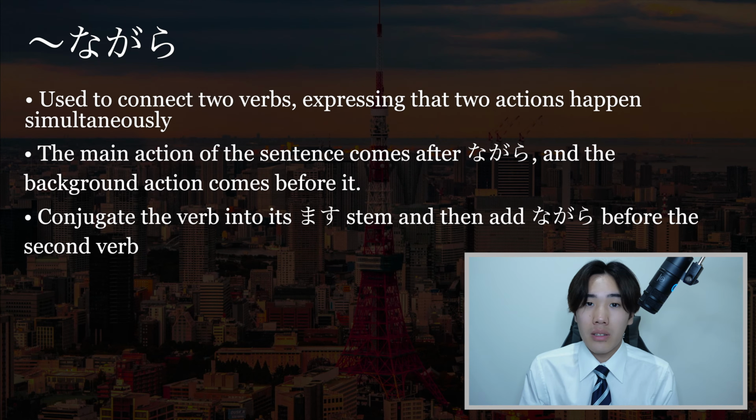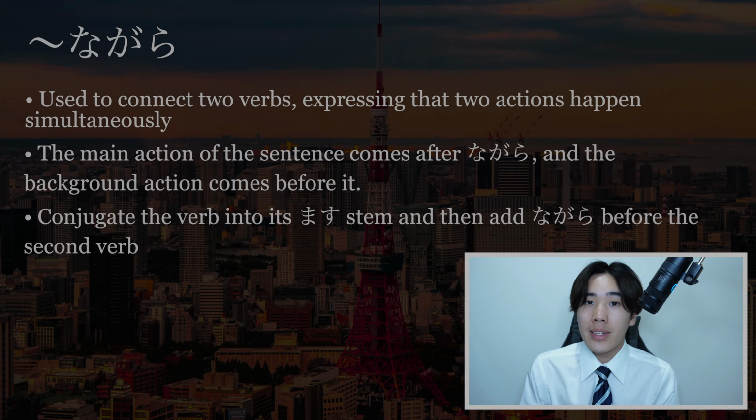Once you get the mas form, instead of adding mas, we can add nagara. And then after nagara, we can add the main action or the main verb. Let's look at an example.